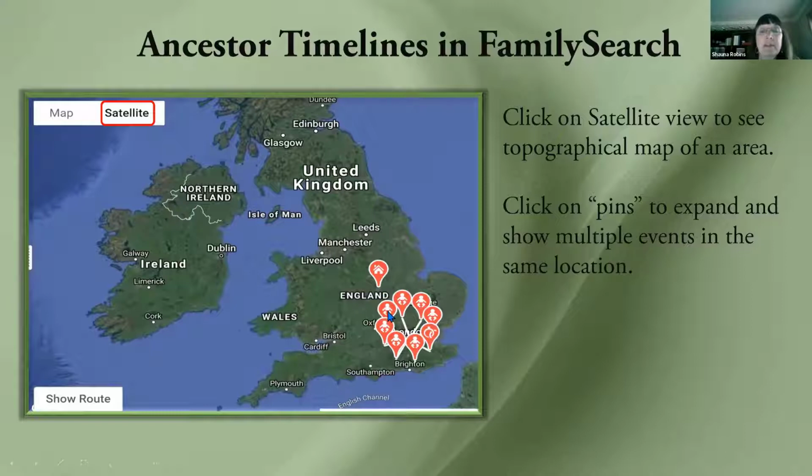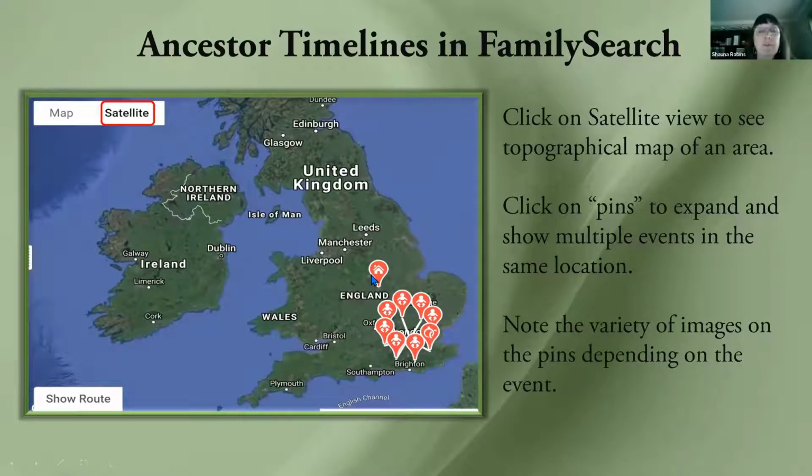You'll notice the different types of symbols on them. Babies indicate births of children. Okay, all right. Wedding rings are marriages. Okay, all right. Houses are residences. Like they moved or something? That, for example, if you have a residence of a census, that is how it will show. Okay. So there's a variety of pins depending on the event.